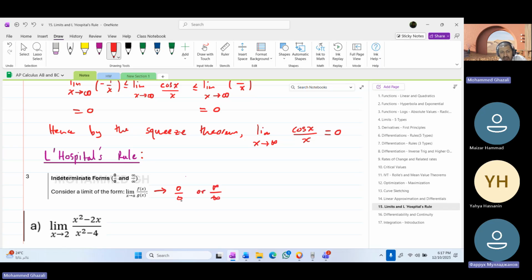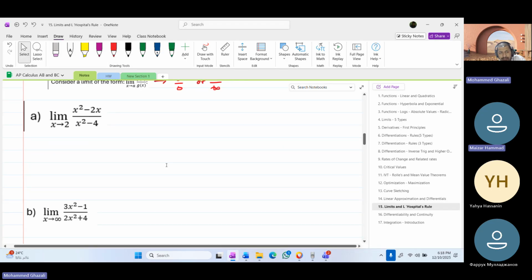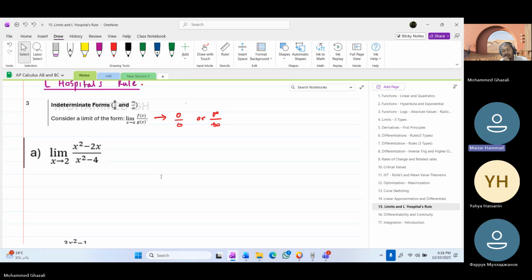What happens in this undefined case? Basically what you're going to do is differentiate the top, differentiate the bottom, and solve the limit. So we're going to do it both ways. Let's look at the first problem. And it won't work when the denominator and the numerator have finite non-zero limits. Look at this.